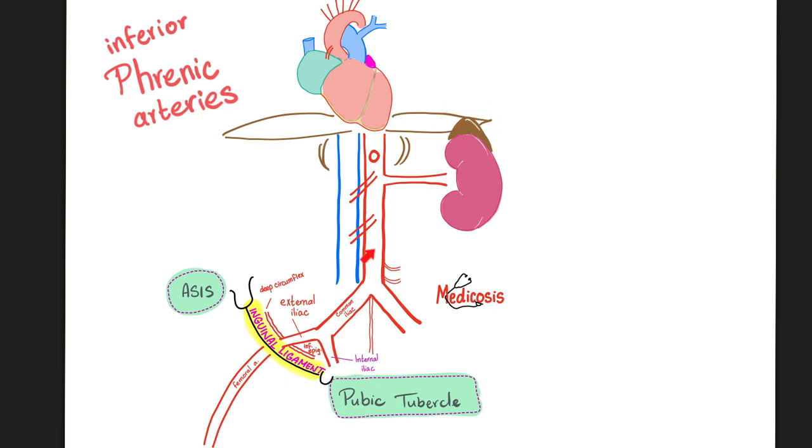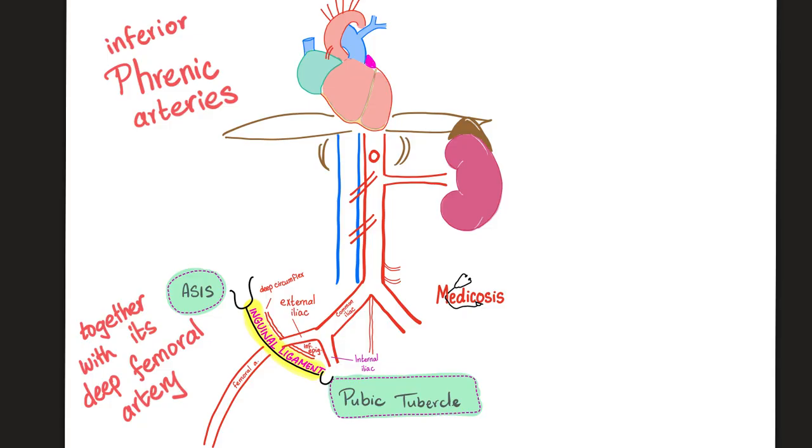At the bifurcation of the abdominal aorta into right common iliac and left common iliac, we'll have the common iliac branching into the external iliac, which will become femoral after passing deep to the inguinal ligament, femoral arteries, the main artery of the thigh, and the lower extremities in general. And we have the internal iliac artery, which is the main artery of the pelvis.